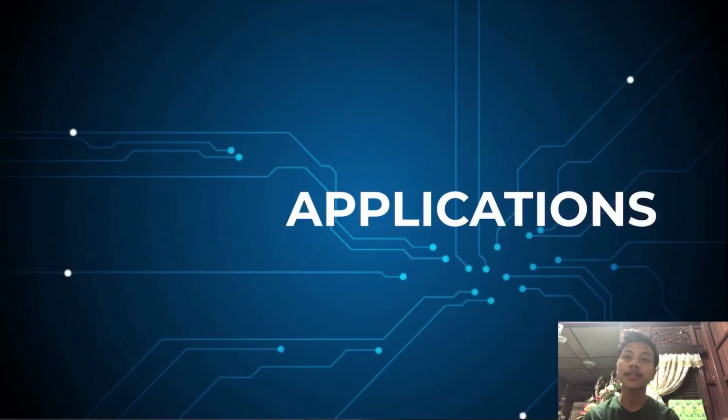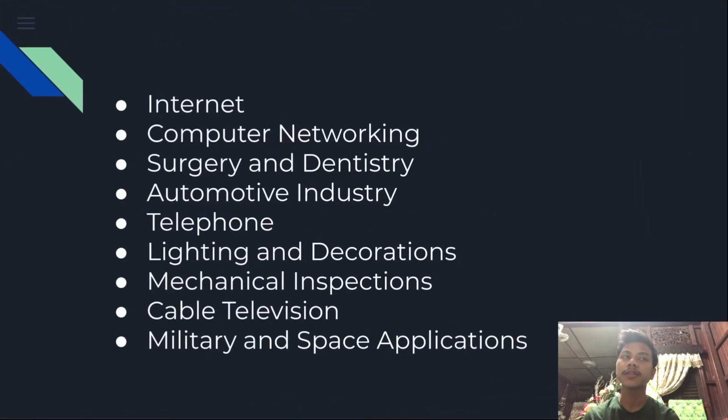In this chapter, there are some applications. First is internet. Fiber optic cables transmit large amounts of data at very high speed. This technology is therefore widely used in internet cable. Second, it is computer networking. Networking between computers in a single building or across nearby structures is made easier and faster with the use of fiber optic cable. After that is surgery and dentistry.